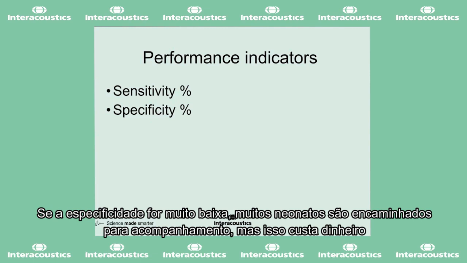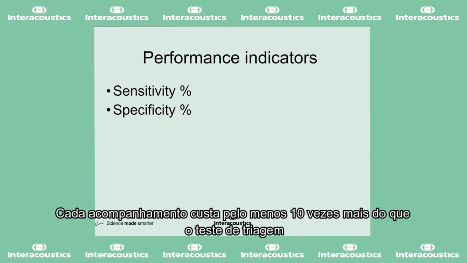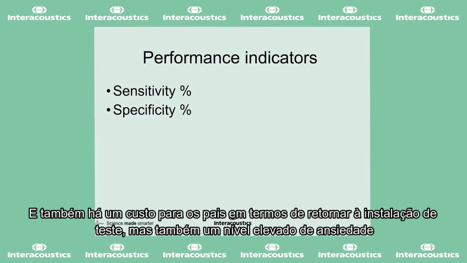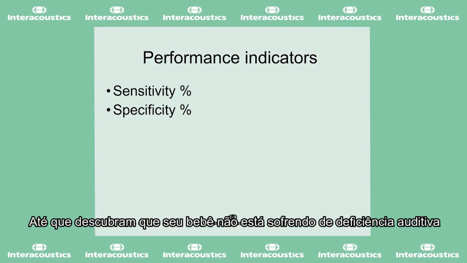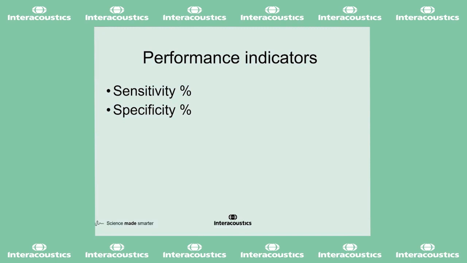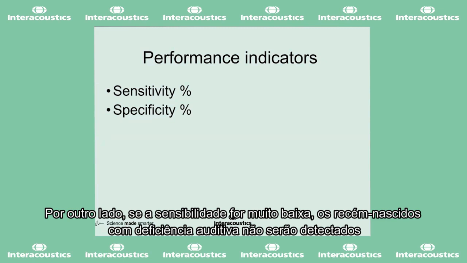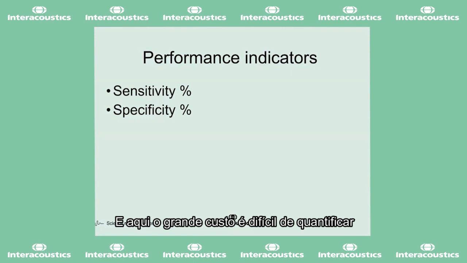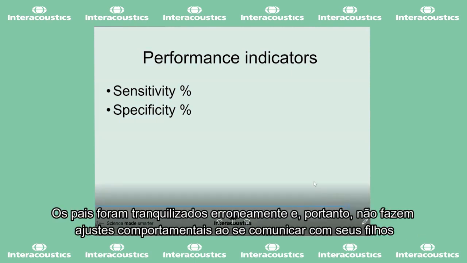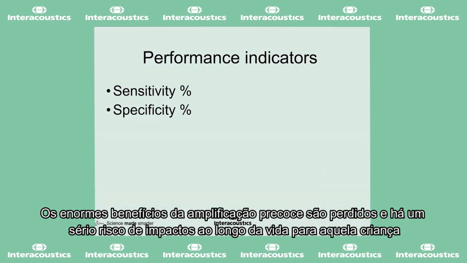Now, this costs money. Each follow-up costs at least 10 times more than the screening test. And also there's a cost to the parents in terms of having to return to the test facility, but also a raised level of anxiety until they find out that their infant is actually not suffering a hearing impairment at all. On the other hand, if the sensitivity is too low, then neonates with hearing impairment will not be detected. And here, the large cost is difficult to quantify. The parents have been wrongly reassured and so do not make behavioural adjustments when communicating with their child. The enormous benefits of early amplification are missed, and there's a serious risk of lifetime impacts for that infant.